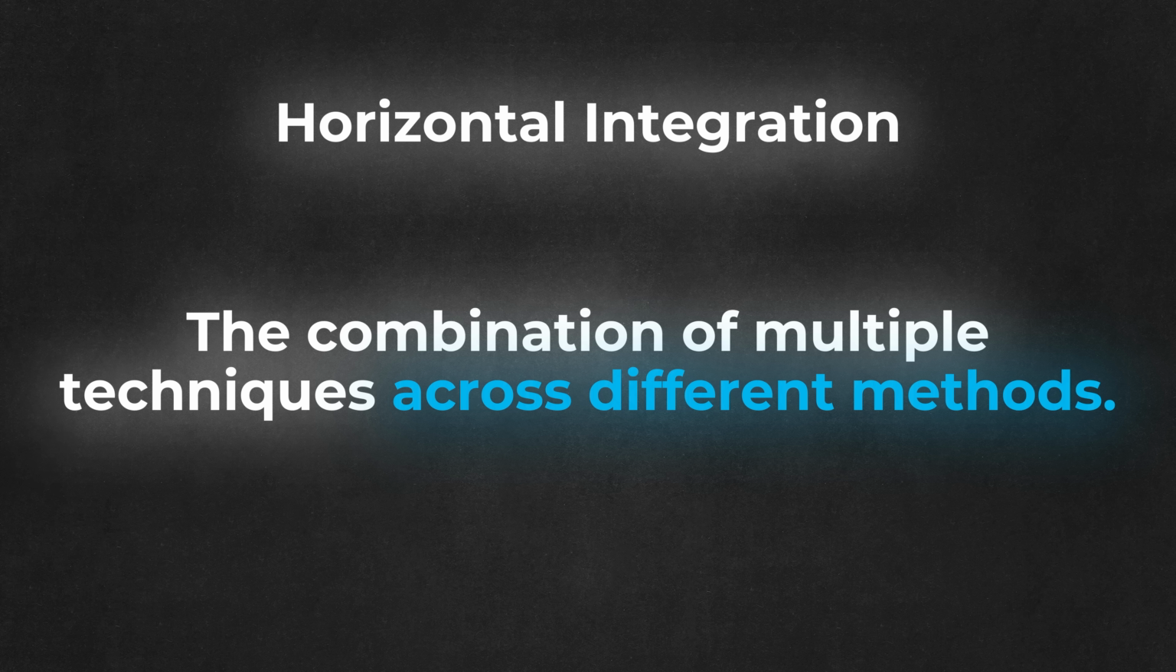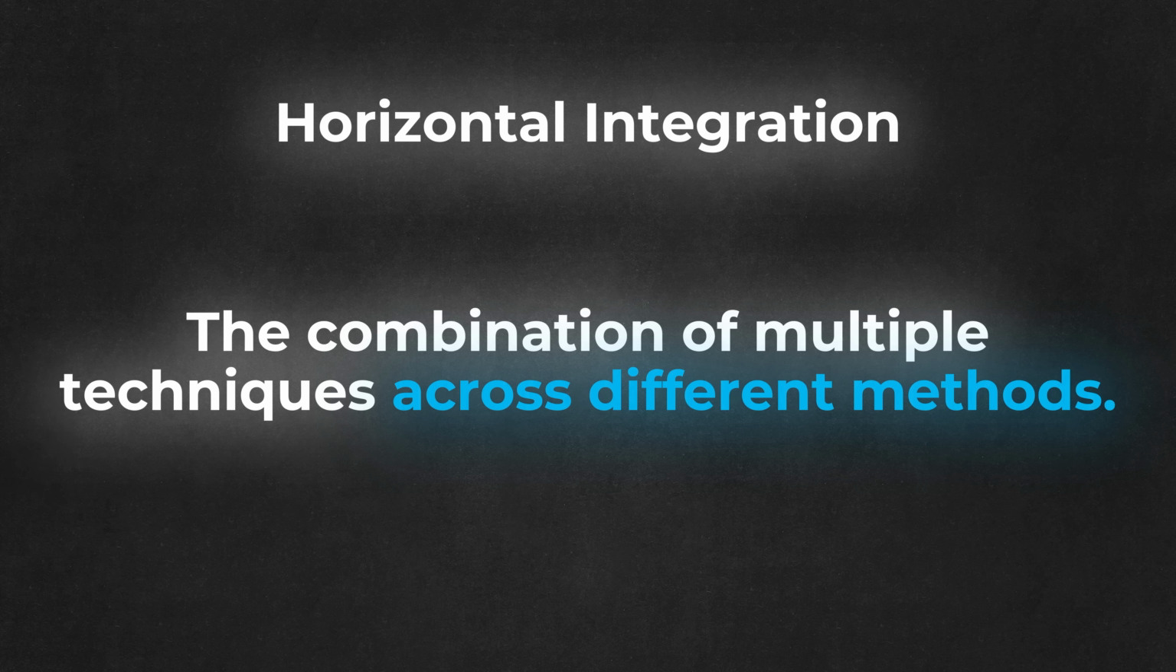Horizontal integration tends to be stronger than vertical integration because it combines the power of different groups of traders in a more prominent way. One simple example of horizontal integration would be a trade that combines a candlestick pattern with momentum divergence and Elliott wave analysis. Three techniques from three different methods.